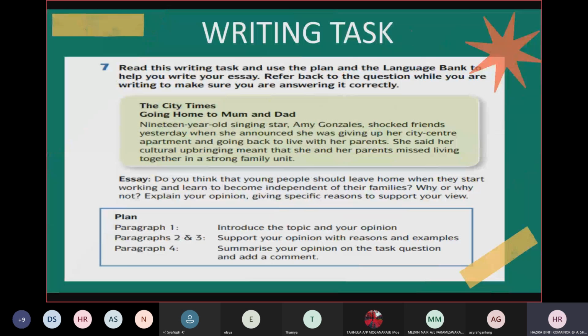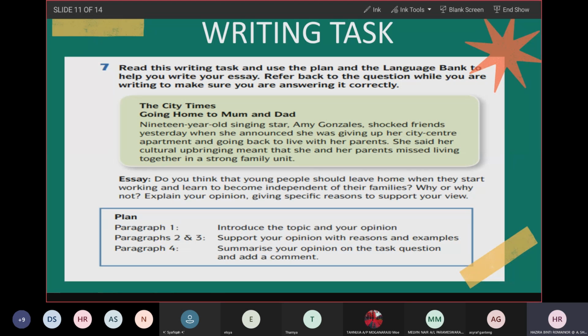Okay, the City Times, going home to mom and dad. 19-year-old singing star Amy Gonzalez shocked friends yesterday when she announced she was giving up her city center apartment and going back to live with her parents. She said her cultural upbringing meant that she and her parents miss living together in a strong family unit. Okay, that is the situation. Itu adalah contoh gambaran, bukan lagi soalan. They just give you an imagination. Okay, this is all about this person.